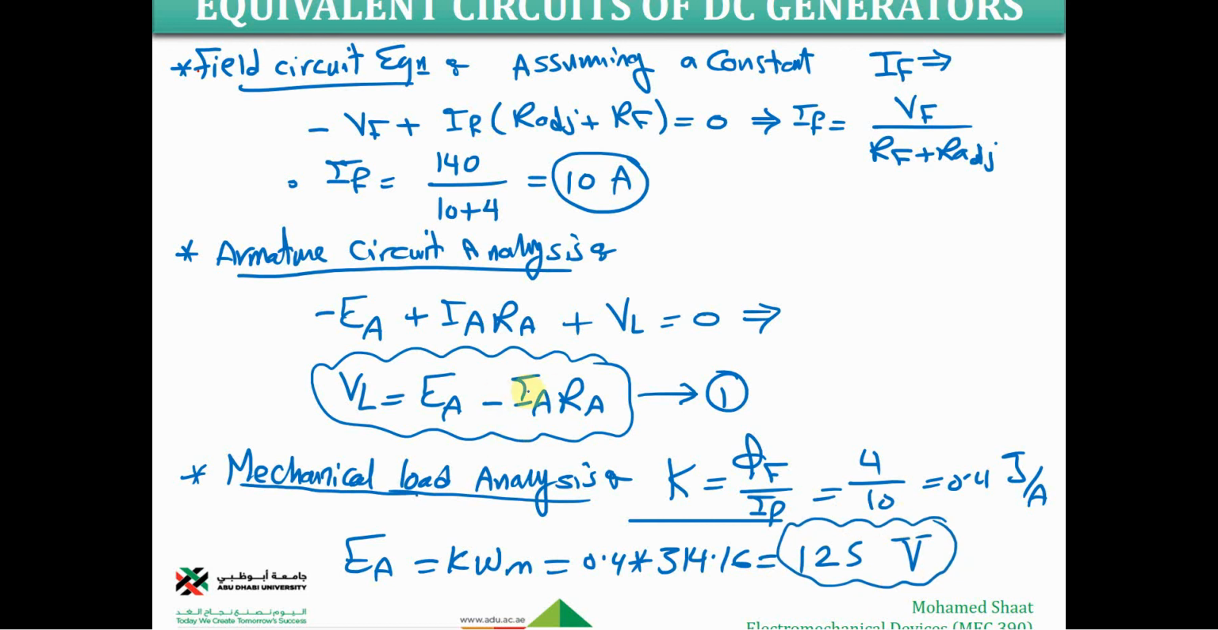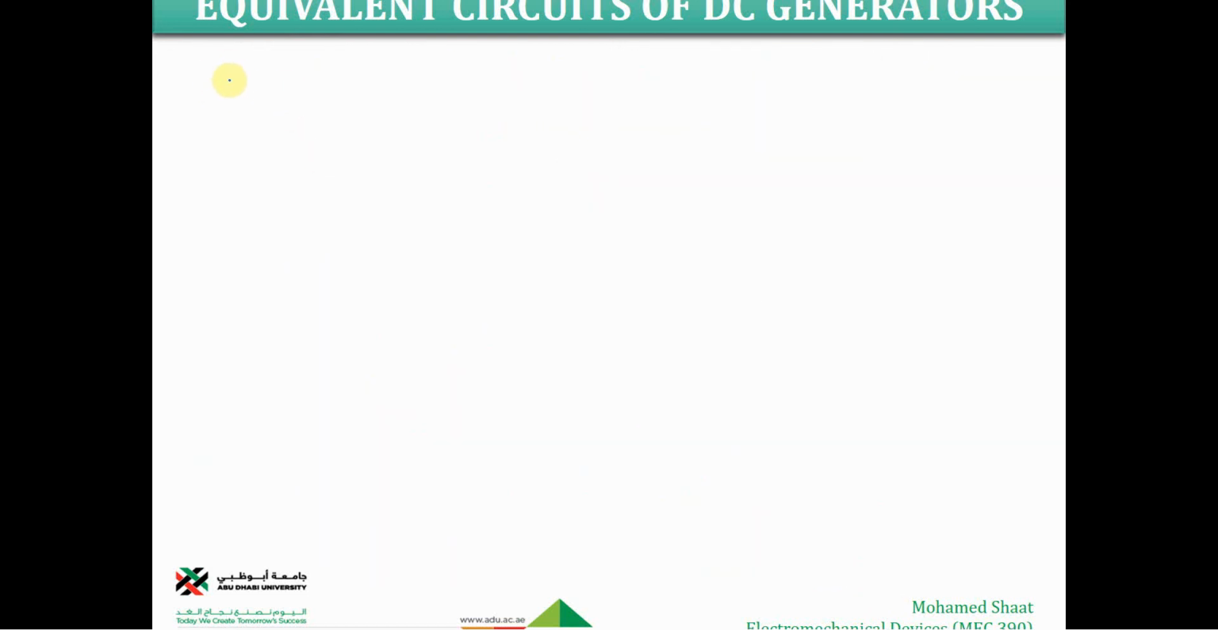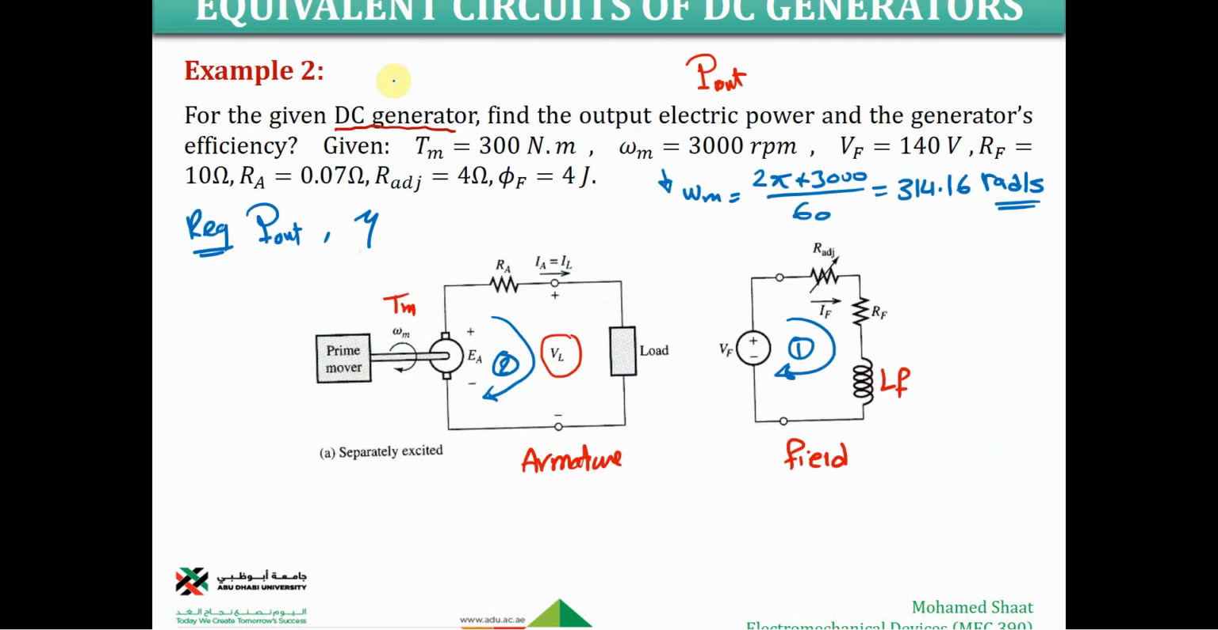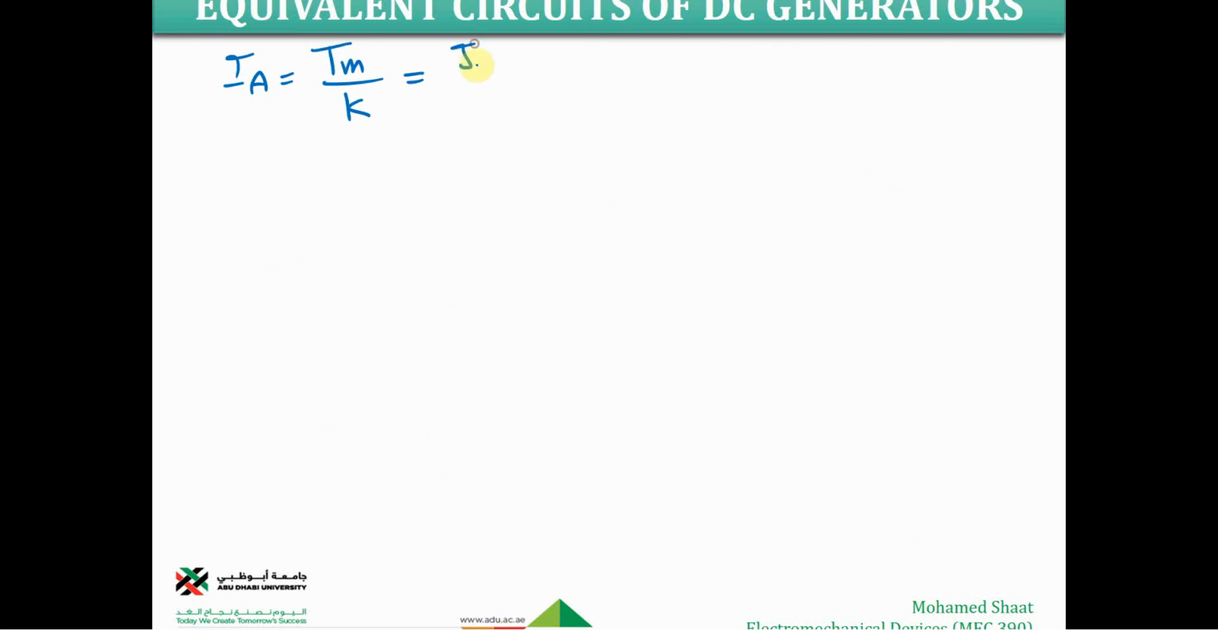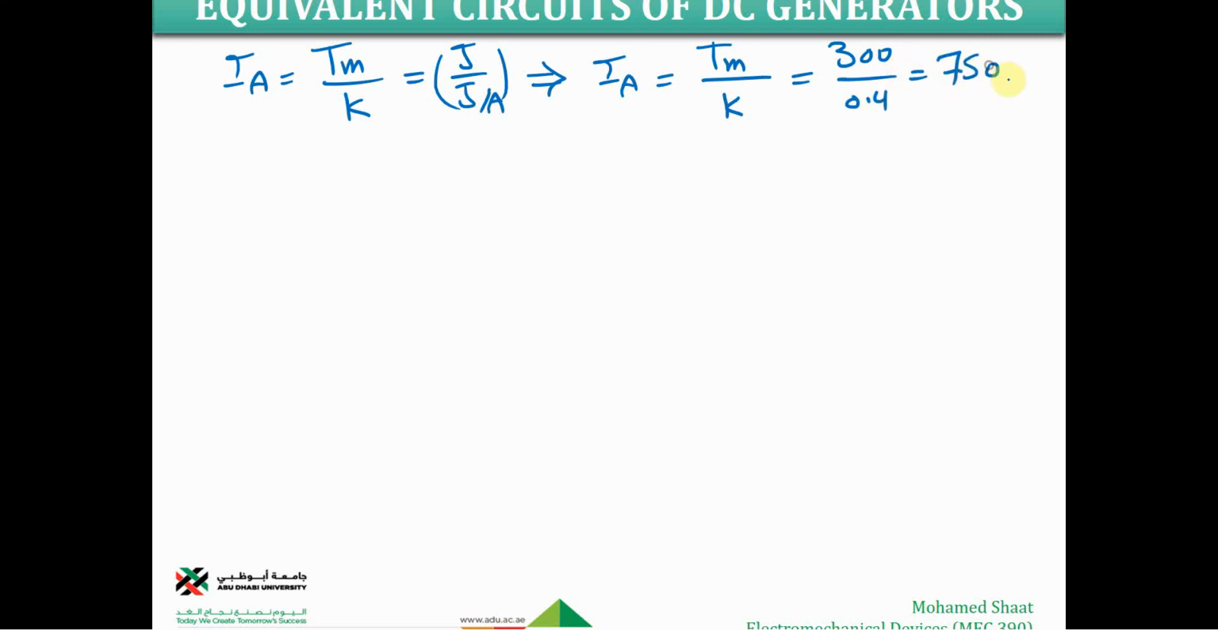But we still need to calculate IA, so we can calculate VL, the output voltage. IA is going to be the input torque divided by K, the generator constant. The torque was given as 300 Newton meter or joule. It is consistent with the unit system that we are using: joule divided by joule per ampere. This definitely gives us ampere, so we are in good shape in terms of units. So IA equals TM divided by K. TM is 300 and K we just calculated as 0.4. Doing the calculation gives us IA equals 750 amperes.